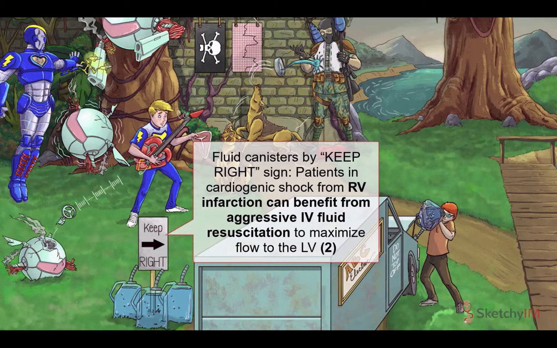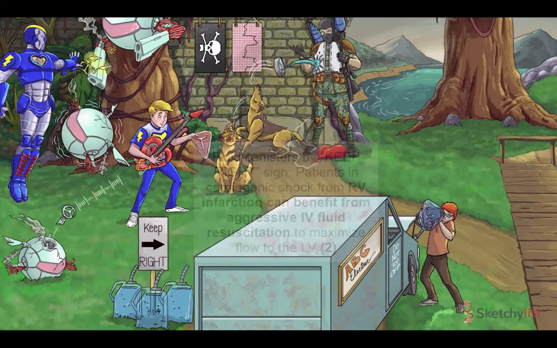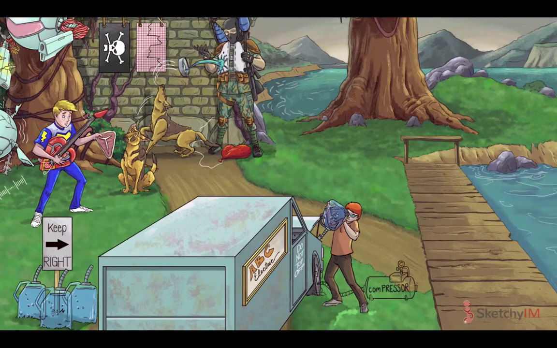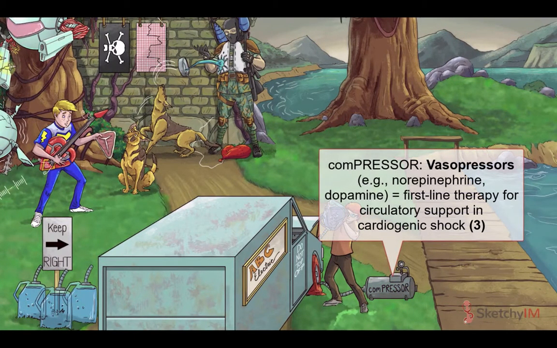So, if we don't use IV fluids for the majority of patients with cardiogenic shock, how do we stabilize their circulation? You got it, vasopressors. Vasopressors, represented by that air compressor filling up the red flat tire on the ABC electric truck, are the first line therapy for circulatory support in cardiogenic shock.